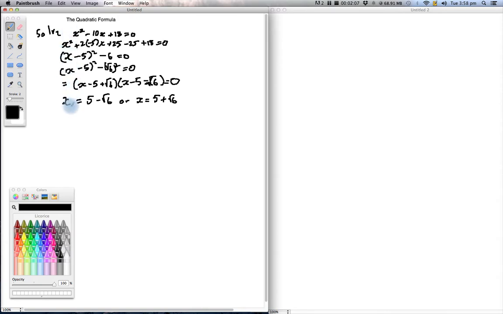I did that fairly quickly, but there was quite a lot of work involved. Quite a lot of thinking and work and pain and annoyance. And you might be asking, isn't there a better, quicker, easier way to do this? And the answer is yes. The answer is the quadratic formula.